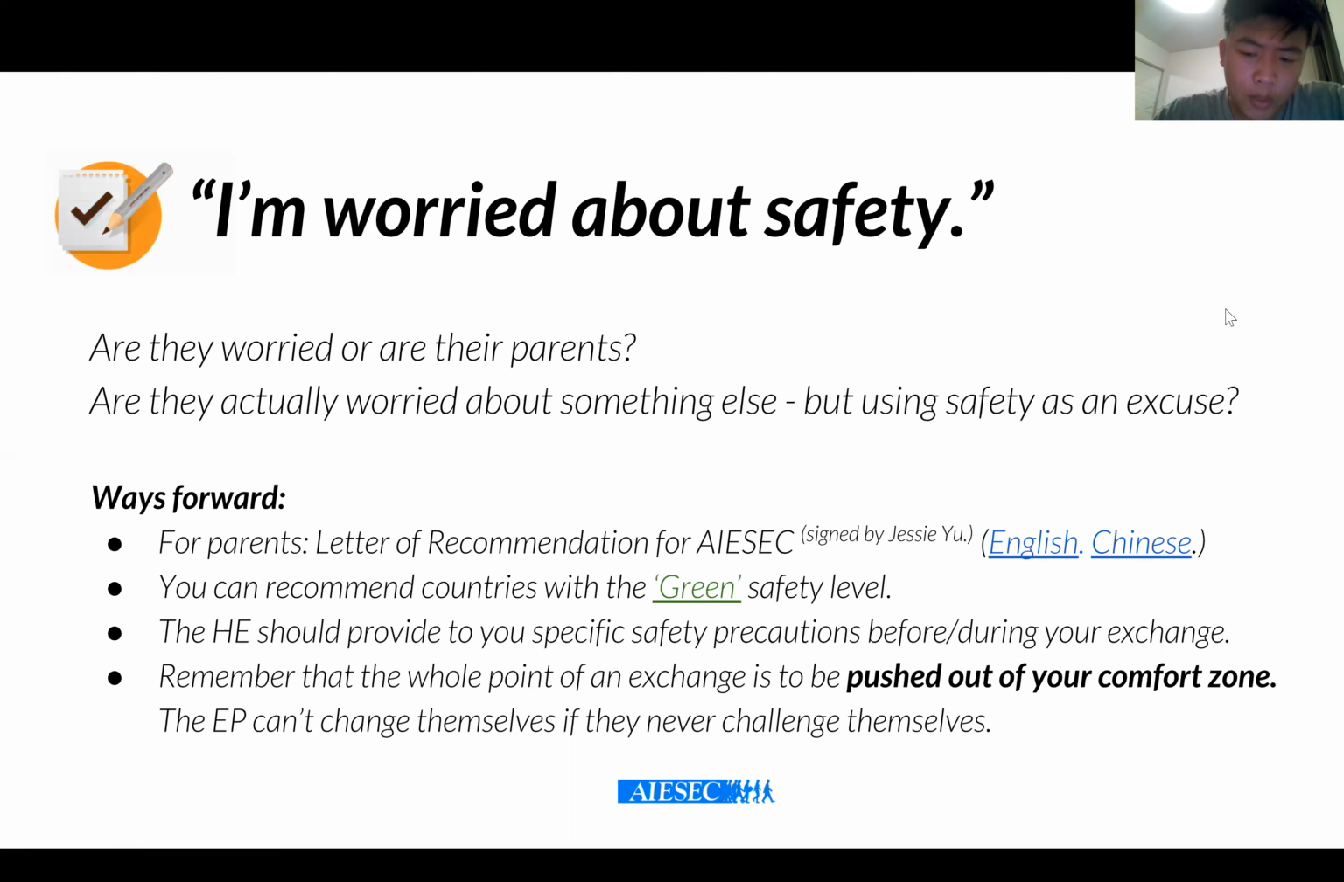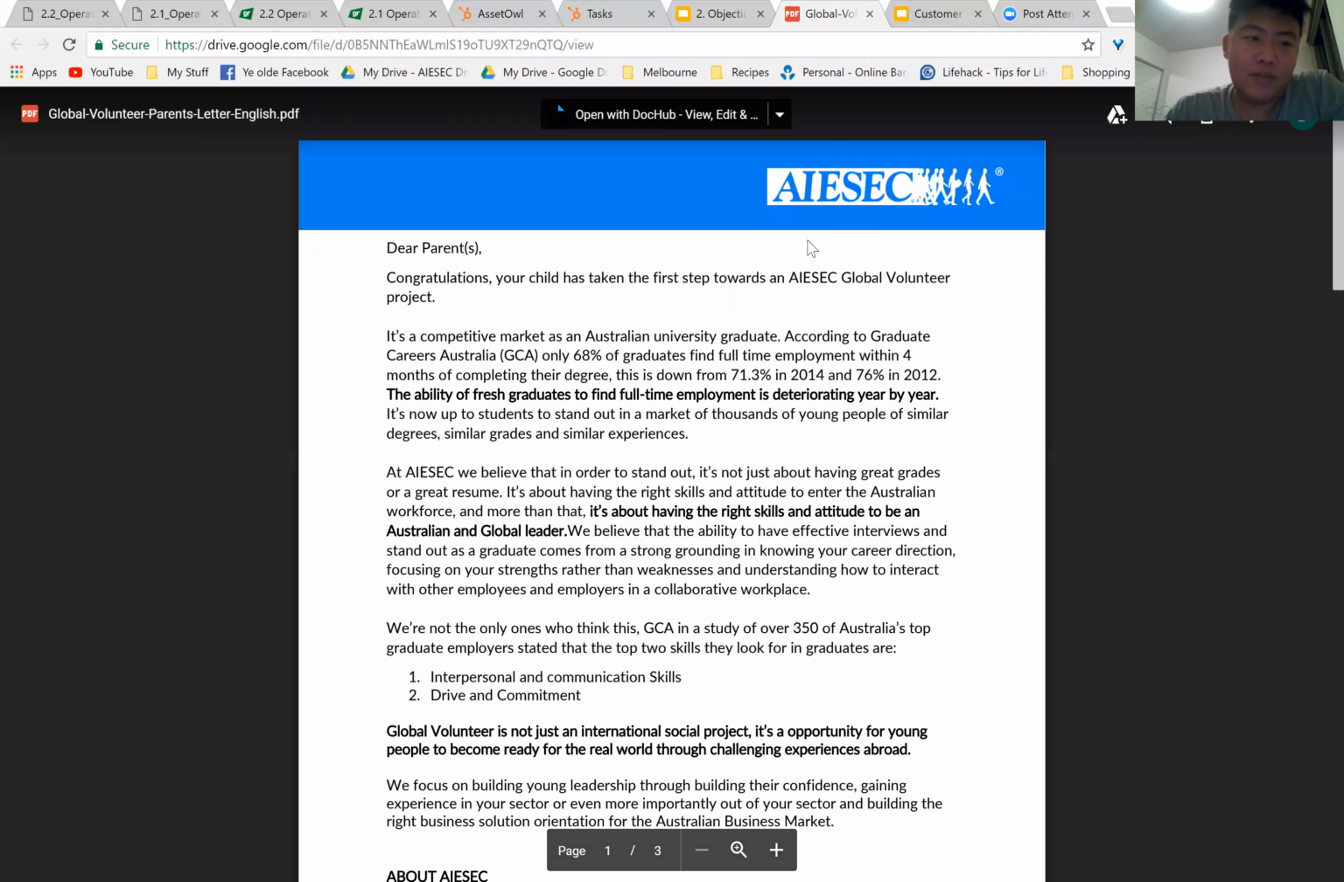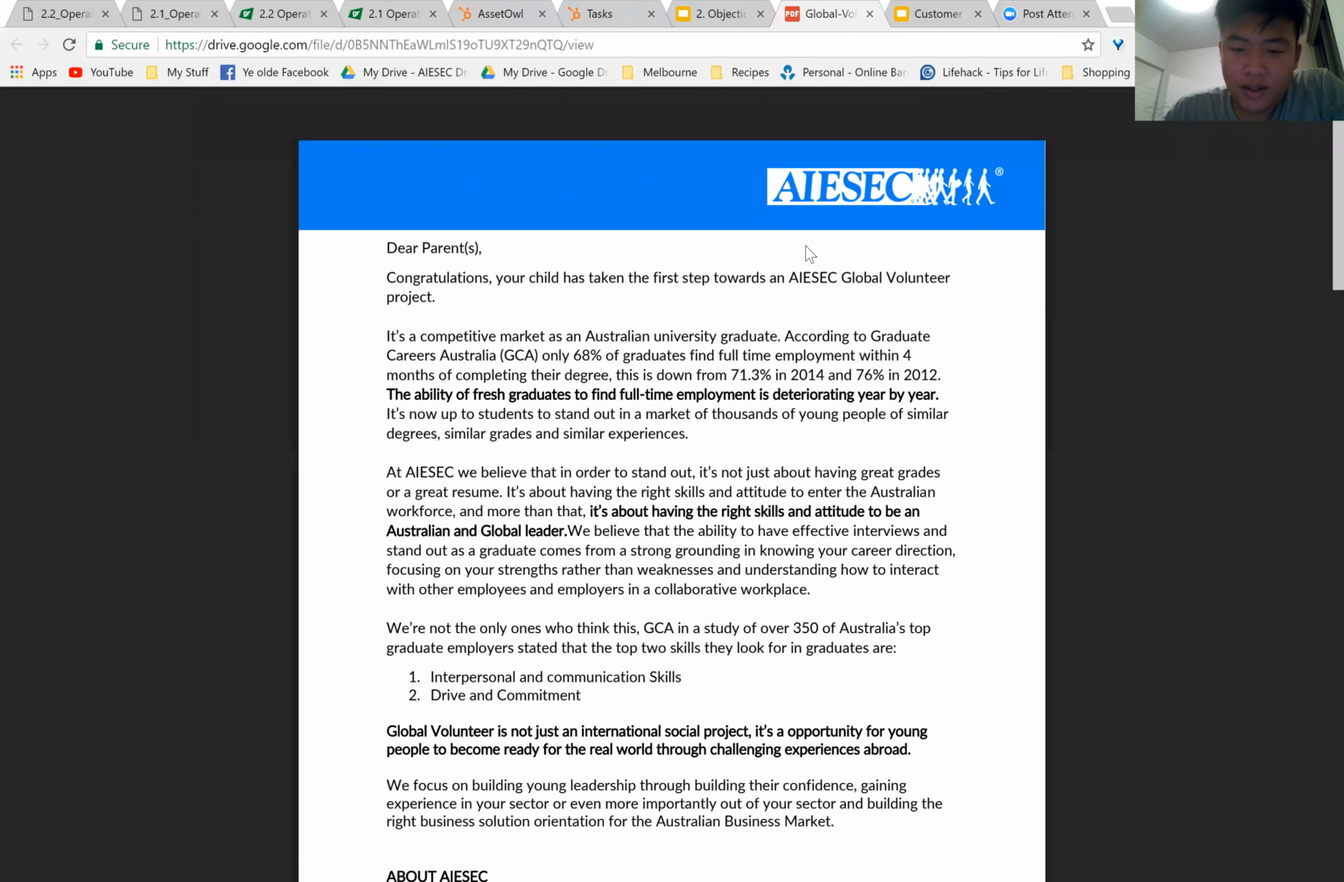So this is something that MC has made for the parents, the letter of recommendation for Isaac, and it's signed by Jesse, our current MCP. There we go. Yeah, so this is what it looks like. It's basically an Isaac endorsement. It's an endorsement letter pretty much of what Isaac does. It's basically like selling Isaac to the parents as well.